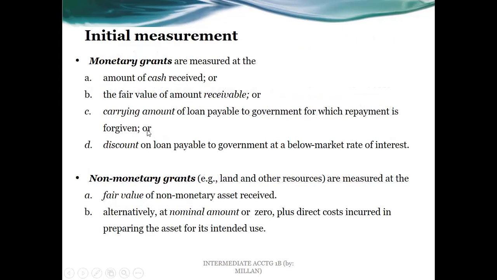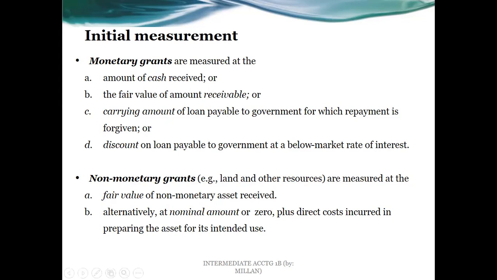So, initial measurement. For monetary grants, they are to be measured at the following. The amount of cash received, or if it is still receivable, the fair value of the amount under IAS 39, and then we also have, of course, IFRS 9 for financial instruments, or the carrying amount of a loan payable to government for which repayment is forgiven. In this case, supposedly there is an amount to be paid to the government. It is forgiven, therefore, that is income on the part of the recipient or the borrower.